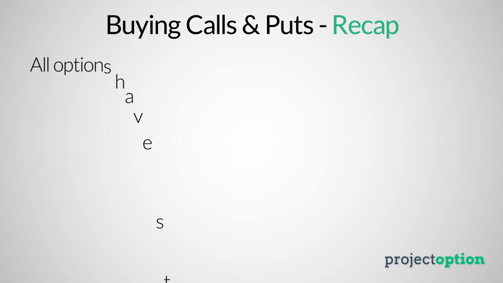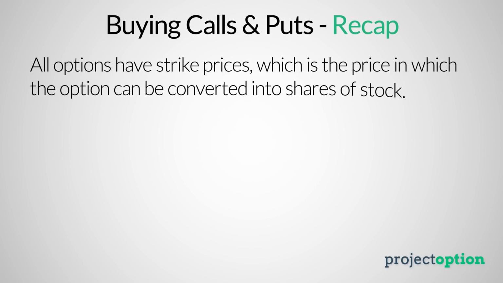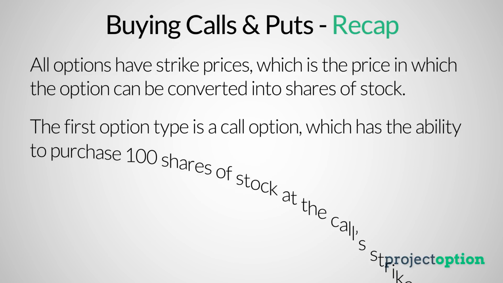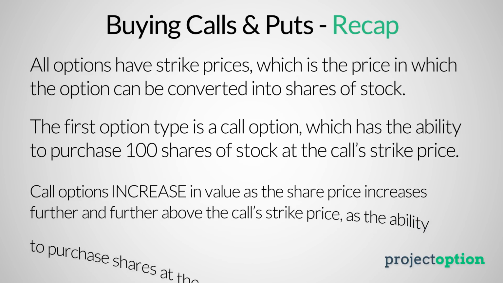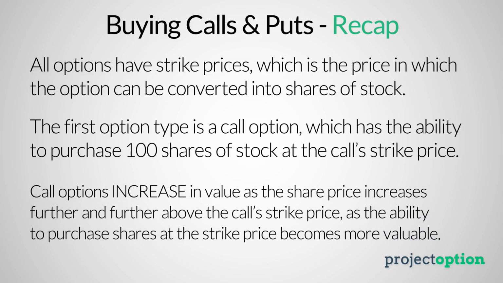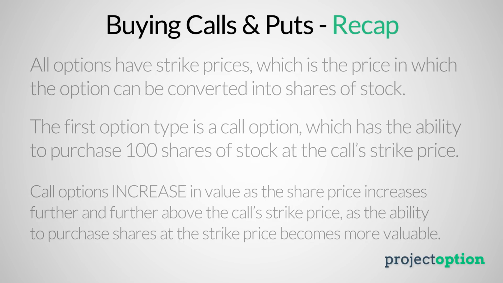Alright, so you've just learned the basics of buying call options and put options, so let's go ahead and recap what you've learned up to this point. First, all options have a strike price, which is the share price that the option can be converted into shares of stock. The first type of option is called a call option, and the call option has the ability to purchase 100 shares of stock per call contract at the call's strike price. And as a result of that, call options become more and more valuable as the share price increases because the ability to buy shares of stock at the call's strike price becomes more and more valuable as the share price increases further and further above that call's strike price.